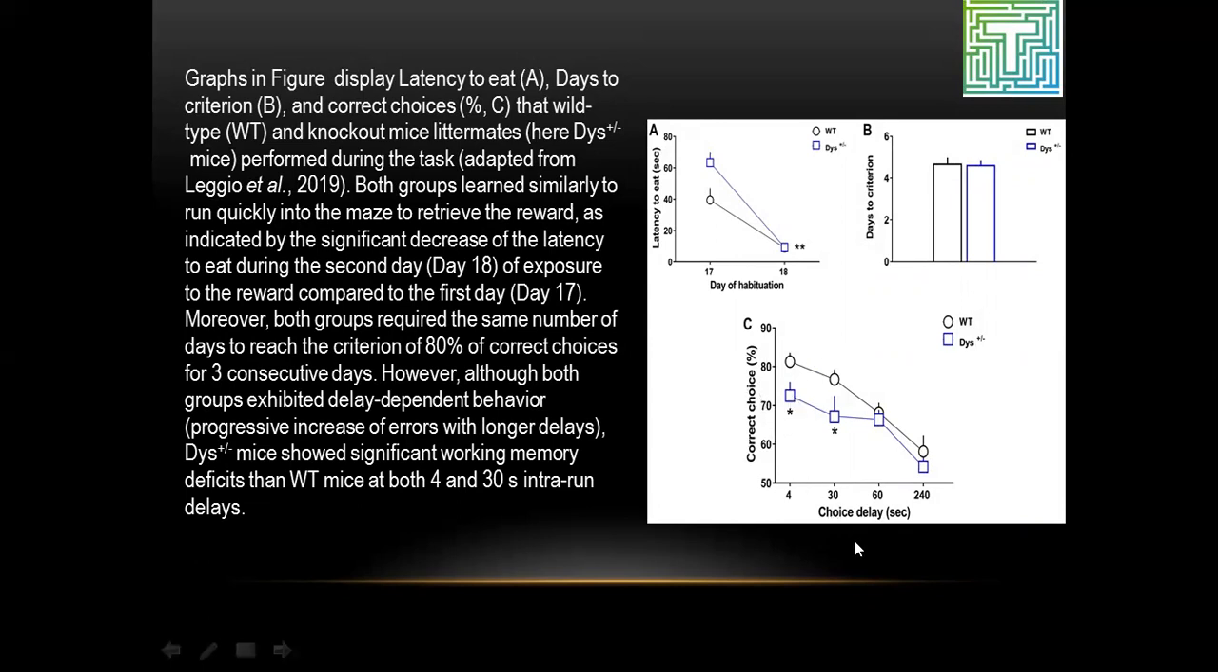However, although both groups exhibit delay-dependent behavior, a progressive increase of errors with longer delays, like they delayed the learning. Knockout mice show a significant working memory deficit compared to wild type mice at both 60 and 30 inter-run delays.